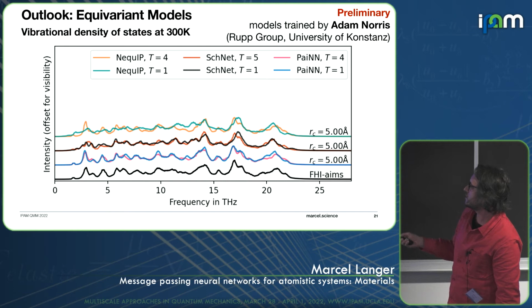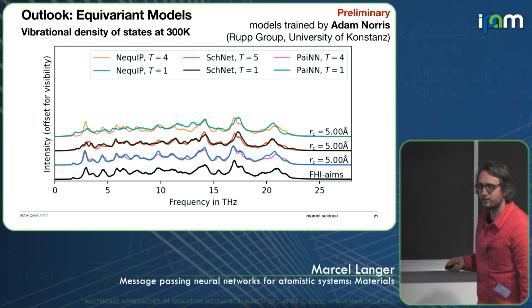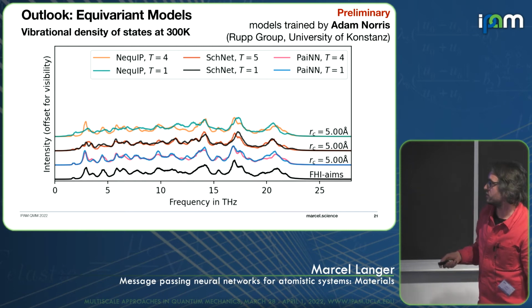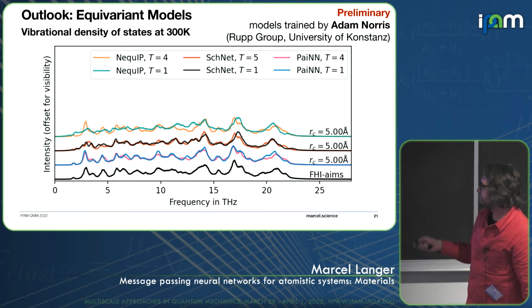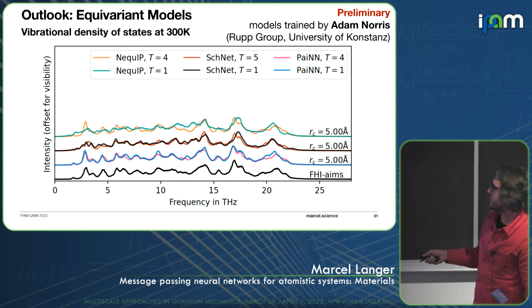All right, now this is a little bit of a teaser slide for later. So Michael mentioned equivariance, which is still pretty good on time. So this is just a vibrational density of states. And this is our reference calculation. So this is density functional theory.